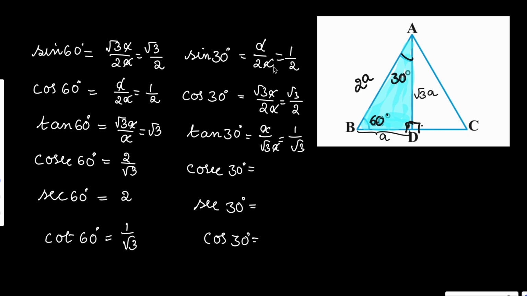Cosecant 30 is the reciprocal of sine 30, so it is 2. Secant 30 is the reciprocal of cos 30, 2 by root 3. And cot 30 is the reciprocal of tan 30, that is root 3.